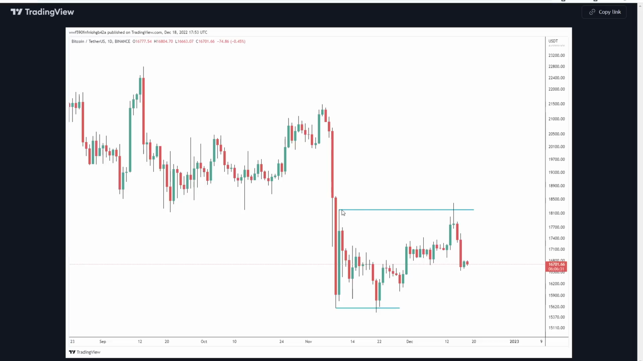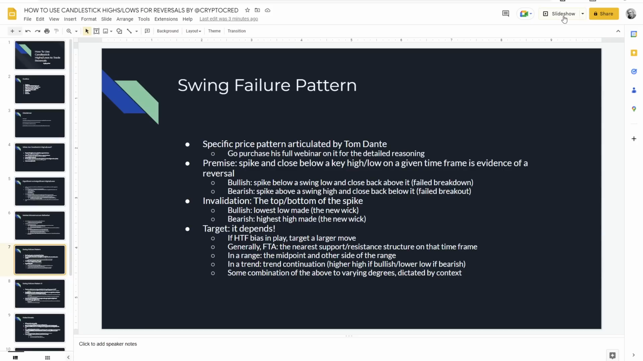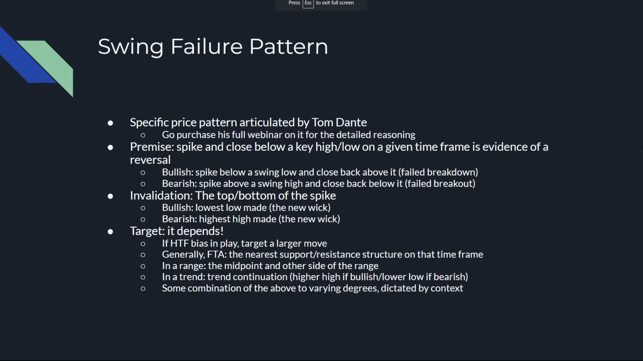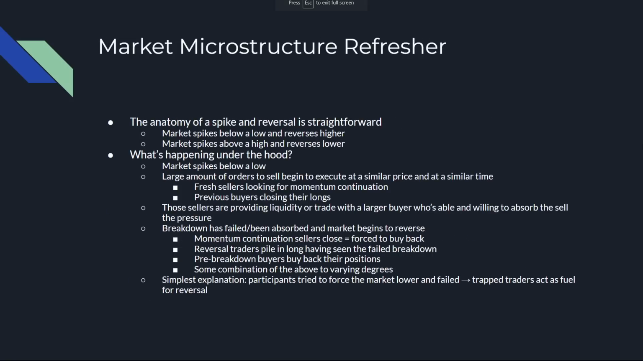And the same for the swing high here again. Spike above, close below, that's when the swing failure pattern becomes valid, in my understanding. And again, the logic is the same. It's basically the market microstructure refresher.